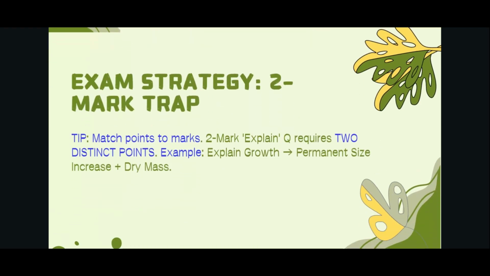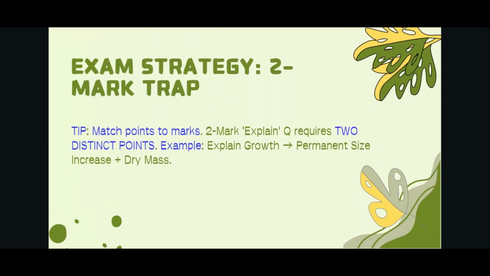Exam strategy: the 2 mark trap. If a question asks you to explain a characteristic for 2 marks, you must use a 2 point answer. For instance, explain growth. Answer: it is a permanent increase in size and involves an increase in dry mass. Always match point for point.